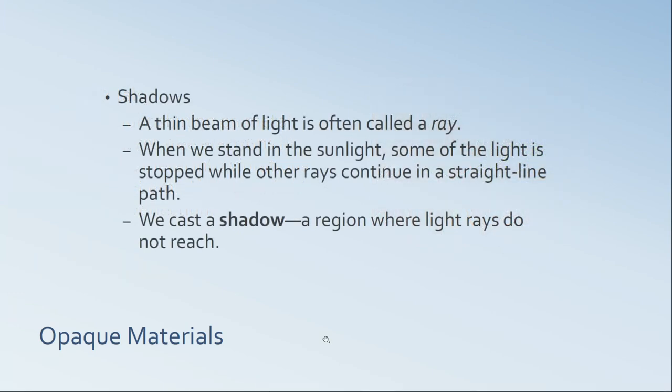When we talk about beams of light, we often call small beams of light rays. Think about when we stand in sunlight. Some of the light rays are stopped by our opaque bodies, while the other light rays continue in a straight line path, say, to the ground. Those places where we block those light rays, we cast a shadow. This is just a region where the light rays don't reach.